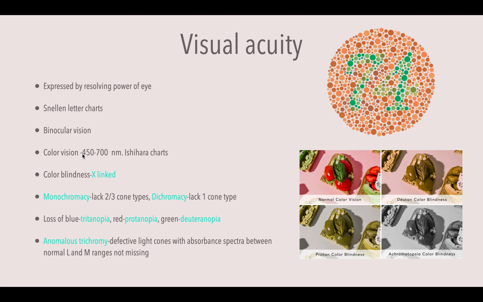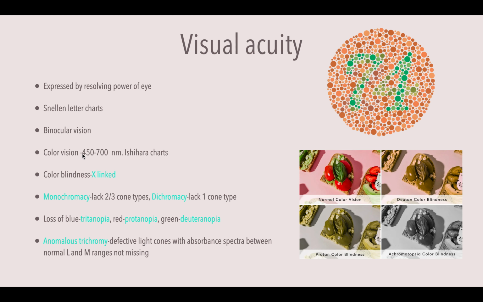So color blindness is X-linked, so unfortunately it occurs in males, and there are several different types. Monochromacy is going to lack about 2 out of 3 of the cone types, and dichromacy is when you lack only 1 cone type. Lack of blue cones is going to cause tritanopia. Red is going to cause protanopia. Green is going to cause deuteranopia.